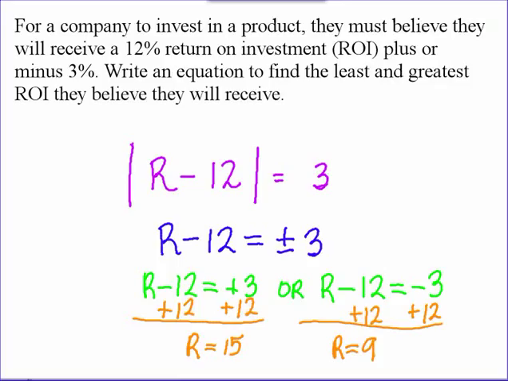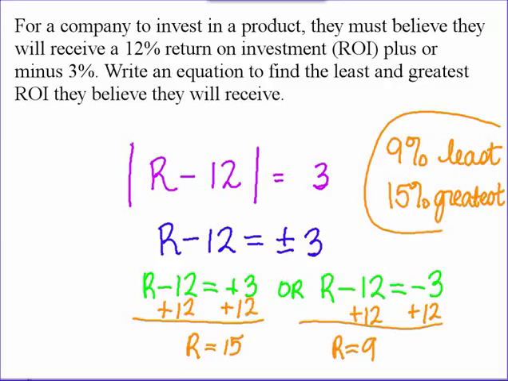It said, write an equation to find the least and greatest ROI they believe they will receive. So they will receive either 9% is the least. What's the greatest going to be? 15%. Now, just a little tidbit. What's the difference between 9 and 15? 6. And notice in the problem, what was it? 3. Okay, 6 and 3. Is it always that number times 2? Ah, because that's going to be a good homework question.